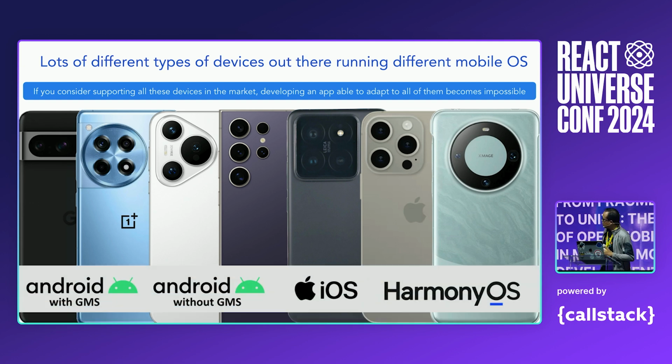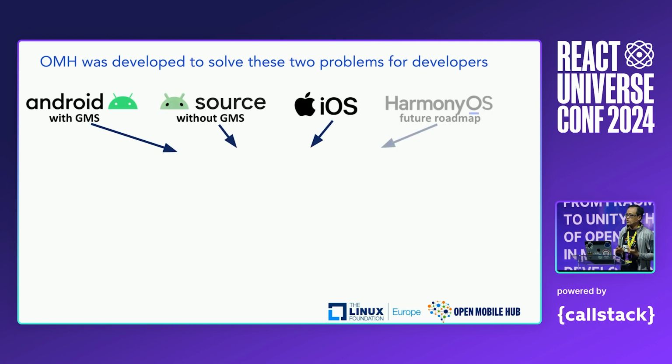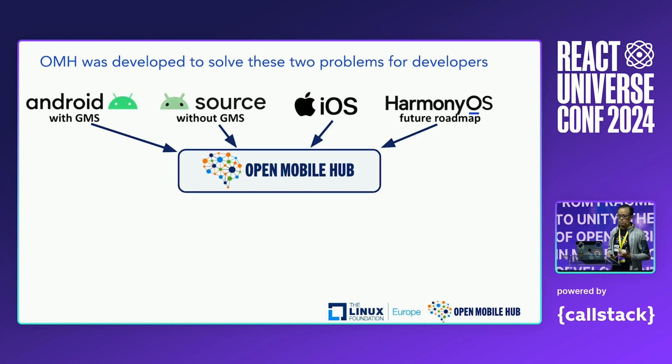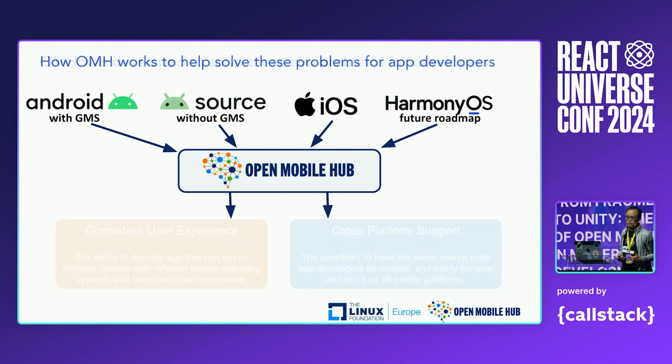But unfortunately, I think we can actually categorize them into 4 different groups. Number 1 is Google Android with the Google GMS services. The second group is Android based on AOSP, which does not actually come with GMS. The third one is Apple iOS, and the fourth one is Harmony OS, which is basically the third ecosystem outside Android and iOS. So if you look at the whole picture, this is exactly why we developed the Open Mobile Hub project, to basically solve these 2 main issues that we saw.